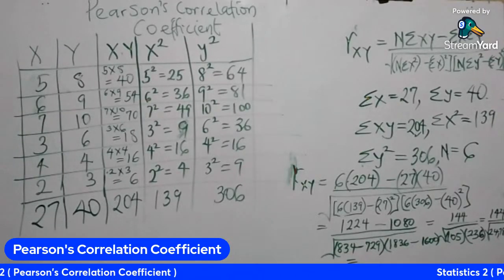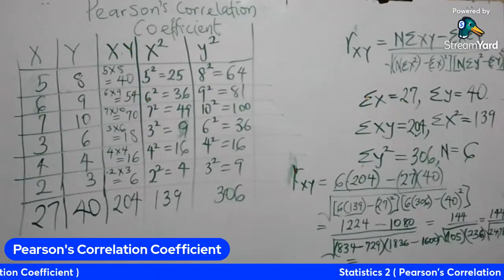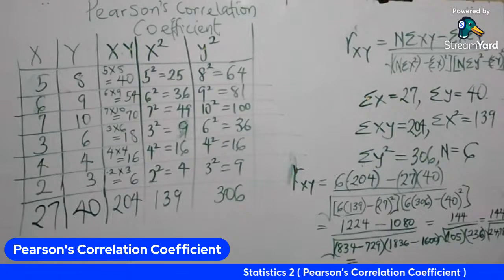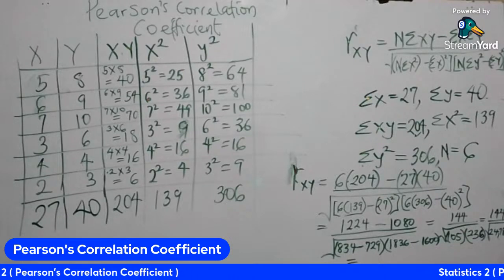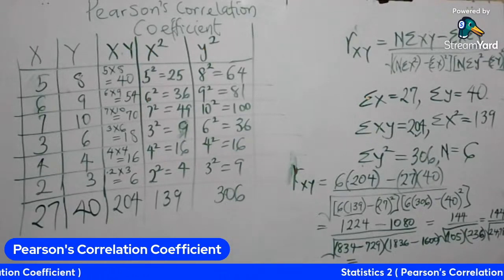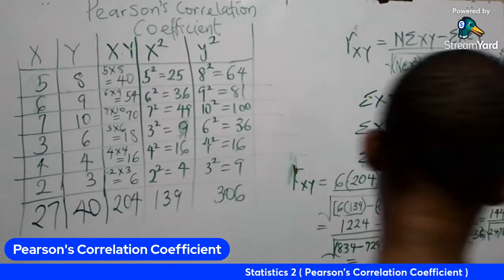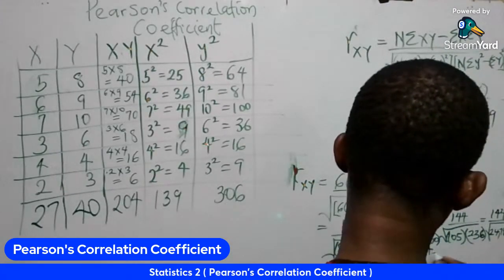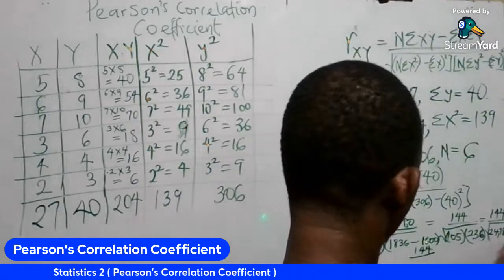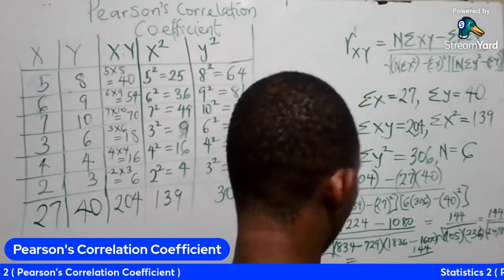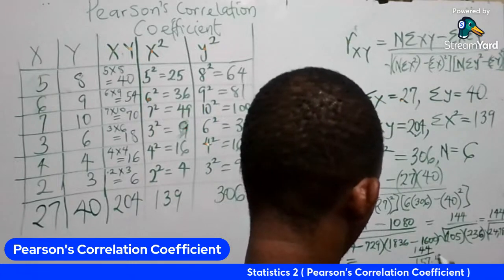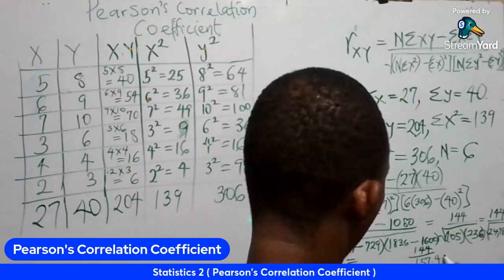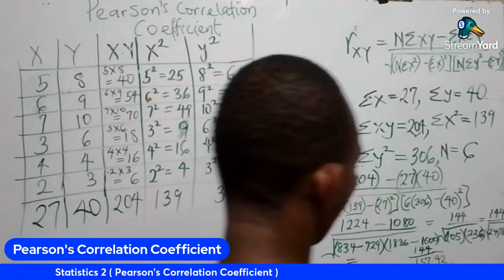So can we now find the square root of 24,780? That will give me 157. So that means this place will be 144 to be divided by, after finding the square root of 24,780, that will give me 157.4. Instead of 157.41, we can make it 157.42 to two decimal places.